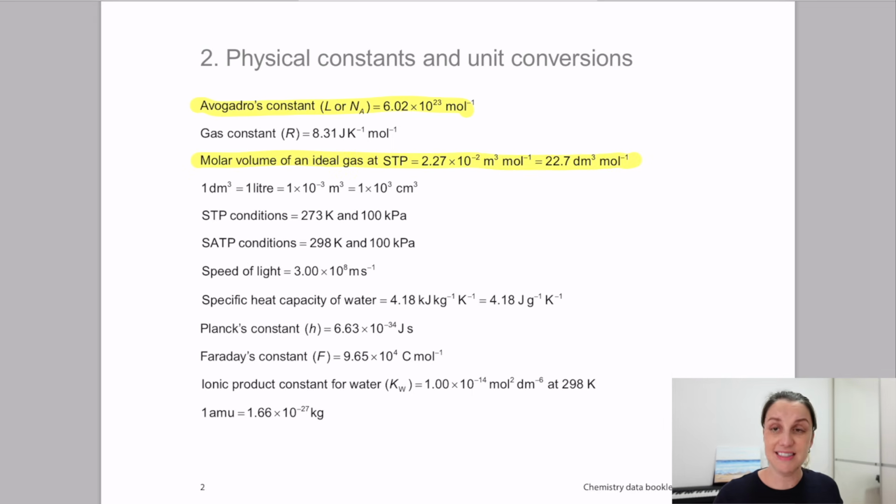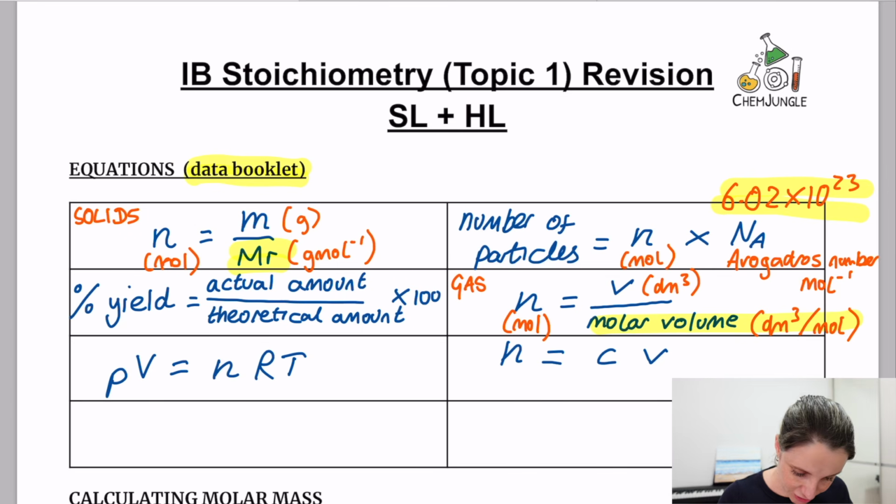They tell us that at standard temperature and pressure, 1 mole of any gas will occupy 22.7 decimeters cubed. And that can be a really easy way to answer certain questions. If they're asking about standard temperature and pressure and volumes of gases, then this can give you a really quick shortcut to the answer. So let's keep going.